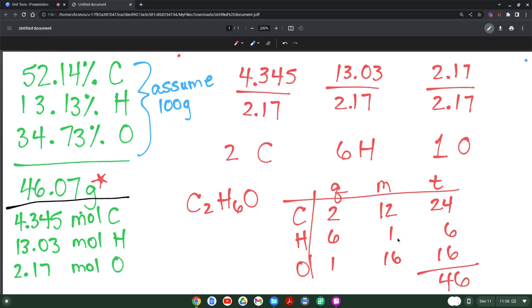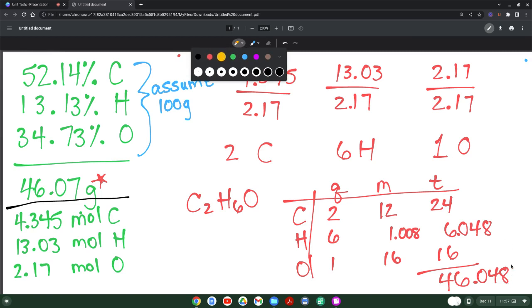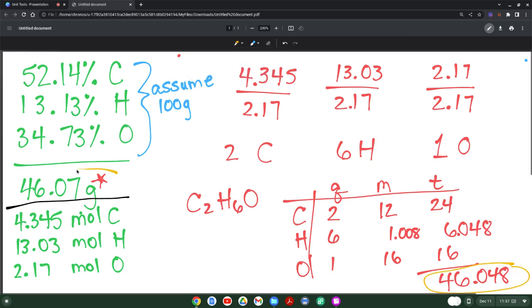And considering that this is 0.008, and this really should have been 6.048, this is going to come out to 46.048. I am pretty satisfied with this answer. This right here matches this answer, meaning that we did not have a molecular multiple. The empirical formula and the molecular formula were the same for this compound.